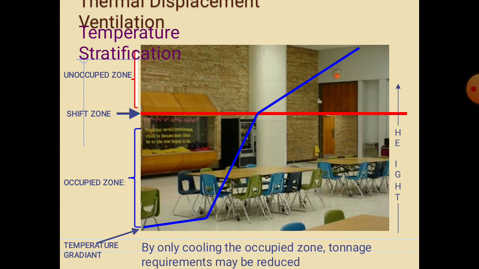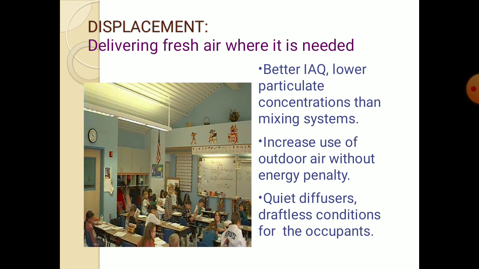So the temperature gradient is shown here. Blue color line, it indicates temperature gradient, right? So temperature gradient suddenly decreases below the red zone. By only cooling the occupied zone, tonnage of requirements may be reduced. Means only that part up to the red mark, that zone should be conditioned, and above part it is not necessary to condition. That is nothing but thermal displacement ventilation.